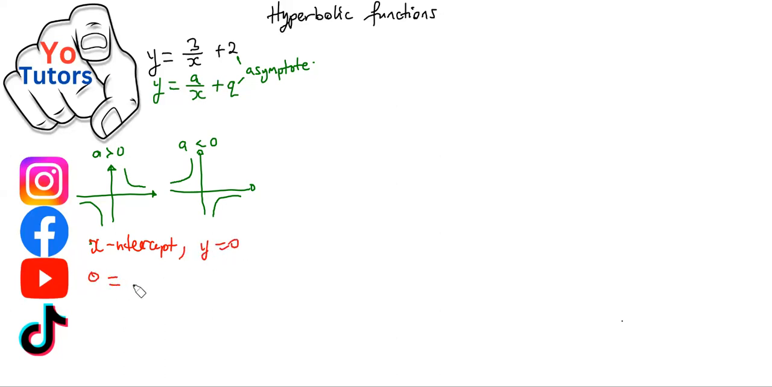Then we put 0 is equal to 3 over x plus 2. Then we multiply with x throughout, also with the 2 here. Then here is going to be 0, then it's going to be 2x. So what we have now is that this is going to cancel, so we have 2x is equal to negative 3. So our x will be equal to negative 3 over 2. Okay, so that's where the graph is going to cut our x-axis.